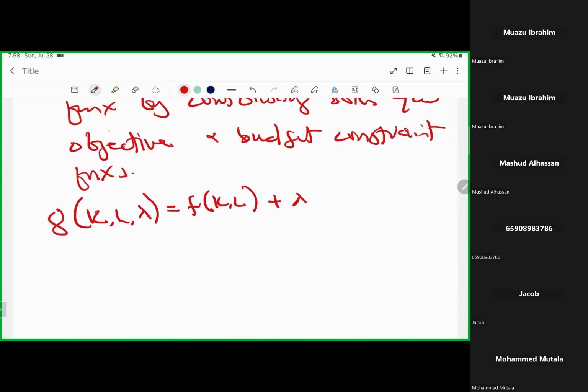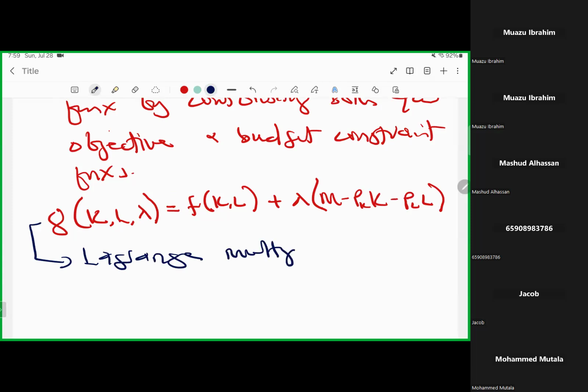So here is the Lagrangian multiplier. Later you will get to understand it better. We will have the budget constraint function, M minus PK K minus PL L. So this is the first step. What we have done here is the Lagrangian function. People say multiplier, or you can say function.